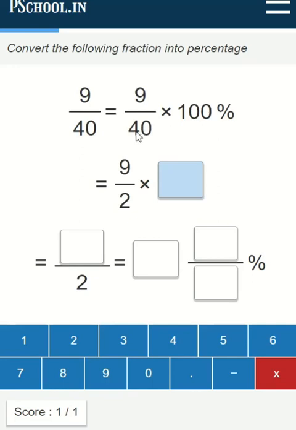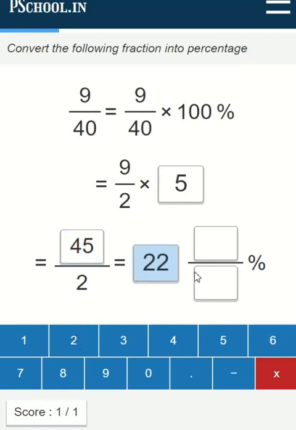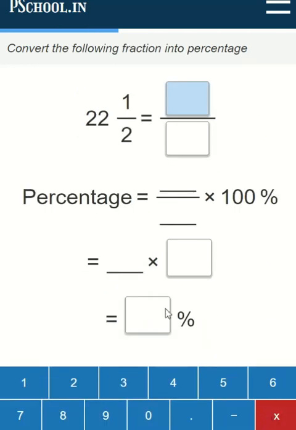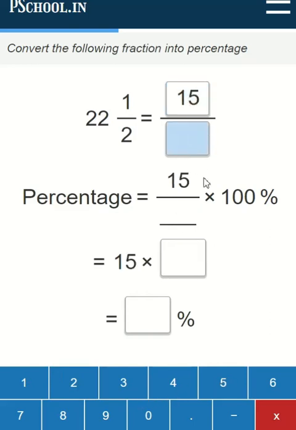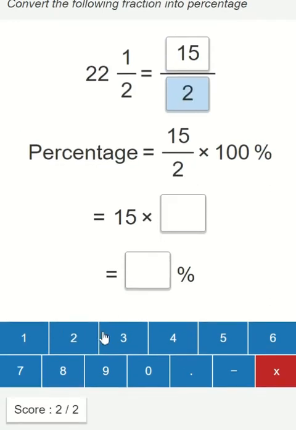In this problem, the common factor between 100 and 40 is 20. So if we divide both by 20, we get 5 by 2. 9 5s are 45. So 45 by 2, improper fraction. It can be written as 22 into 1 by 2. So let's write it as a mixed fraction. Improper fraction. So we get 45 by 2.